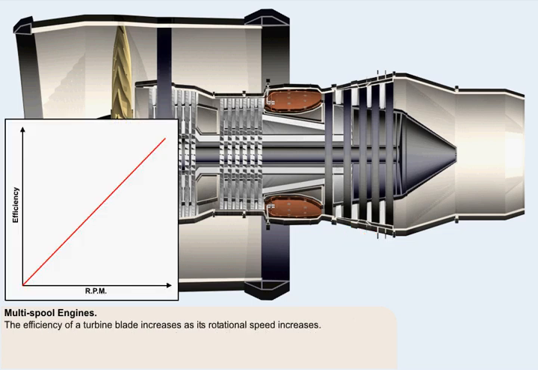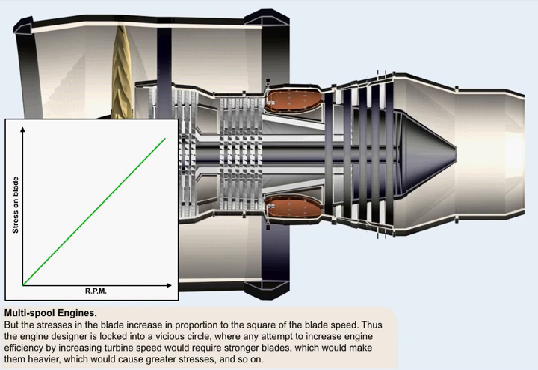It's a fact that the efficiency of a turbine blade increases as its rotational speed increases. The losses reduce in proportion to the square of the mean blade speed. Unfortunately, the stresses on the blade increase in proportion to the square of the blade speed. It would seem then that the engine designer is locked into a vicious circle, where any attempt to increase engine efficiency by increasing turbine speed would require stronger blades. This would mean making them heavier, which would create greater stresses on them, and so on ad nauseam.